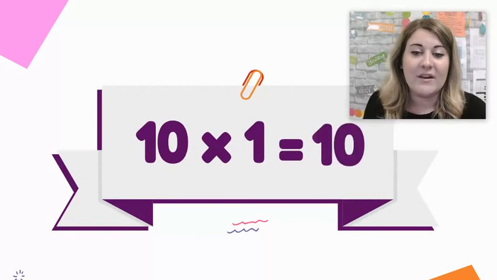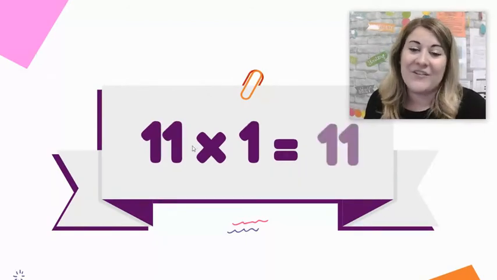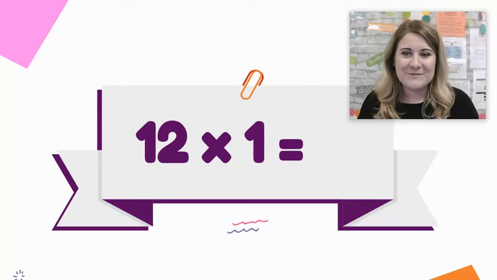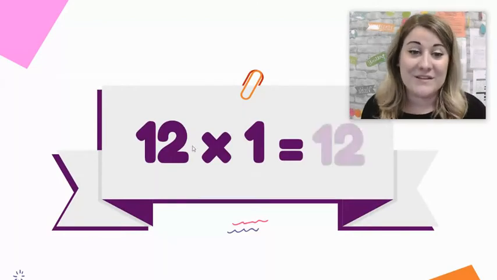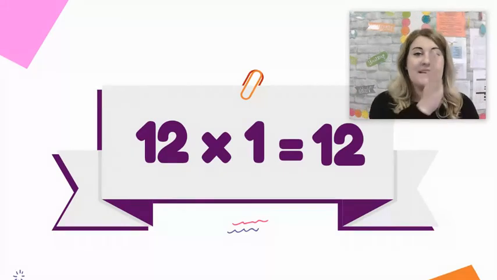It's 10. What about the number 11? 11 times 1 is just 11. And finally, 12 times 1, there it goes. 12 times 1. What do you think 12 times 1 is? Anything times 1 equals itself. It's just going to be, if you said 12, you are correct. Okay, so anything times 1 equals itself.